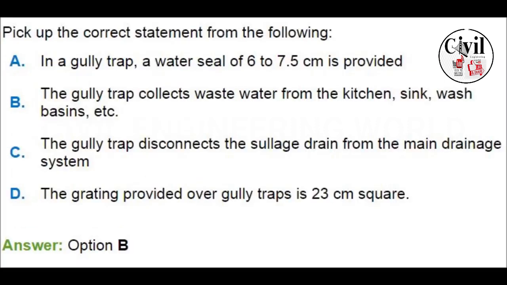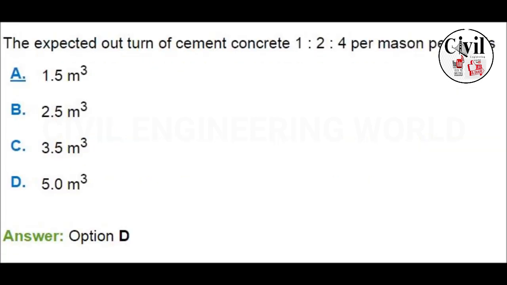Pick up the correct statement from the following. The gully trap collects wastewater from kitchen sink, wash basins. So B is the correct answer. All others are incorrect. The expected turnout of cement concrete 1 to 4 per mason per day is 5 meter cube. So D is the correct answer.